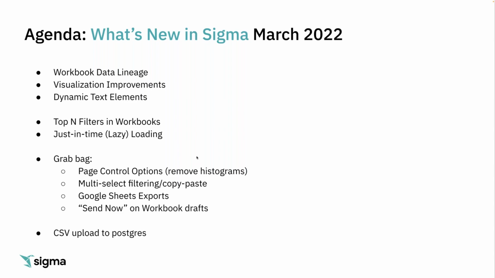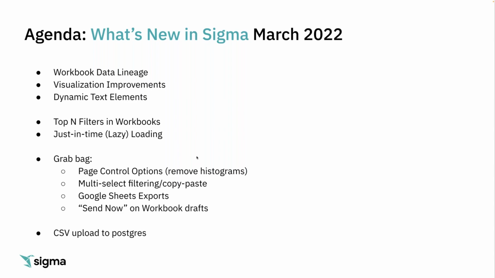These are going to be the main showcase for today. And then we have a whole bunch of other things like top-end filters and some performance optimizations. We've improved the way page controls are being shown, and some small paper cuts out there, like making copy and paste better, and filling out the ability to do Google Sheets exports from different types of visualizations. Before we had it on just tables, now we also have it on pivot tables, and some other good stuff.